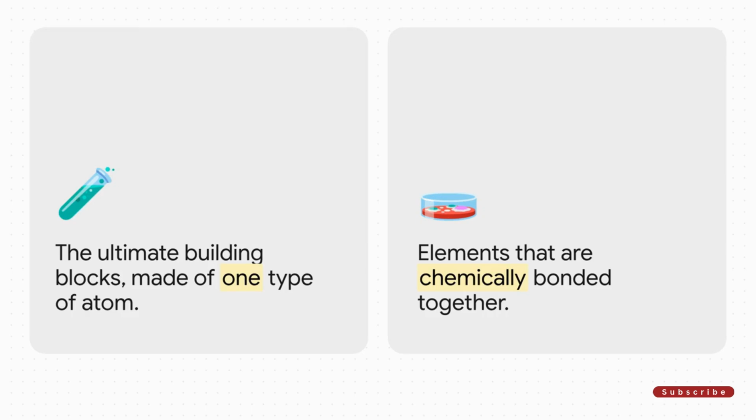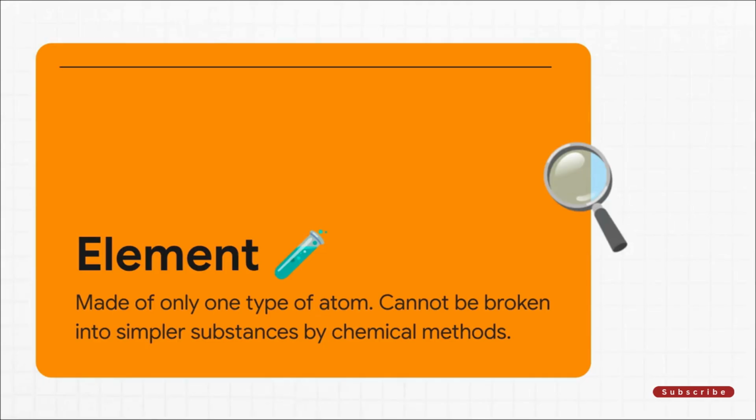Now, even within this pure category, things get interesting. It actually splits into two main types: elements and compounds. Both are totally pure, but they're constructed in very different ways. First up, we have elements. These are the true fundamental building blocks of the universe. An element is made of only one type of atom. A bar of pure gold, it's just gold atoms, and that's all. The key thing is, you can't break an element down into anything simpler by chemical means. They are the absolute basics on the periodic table.